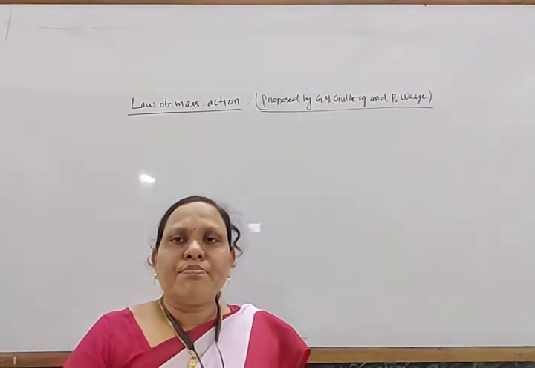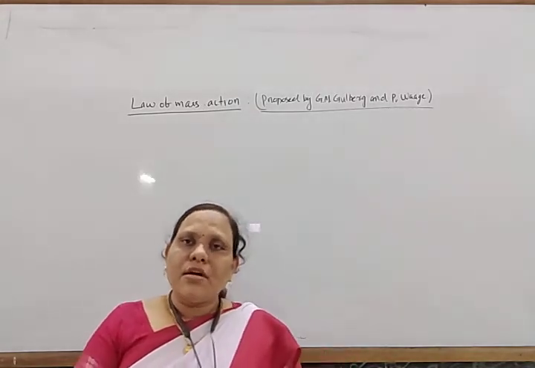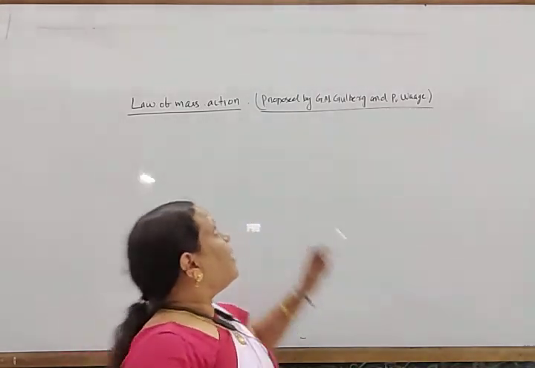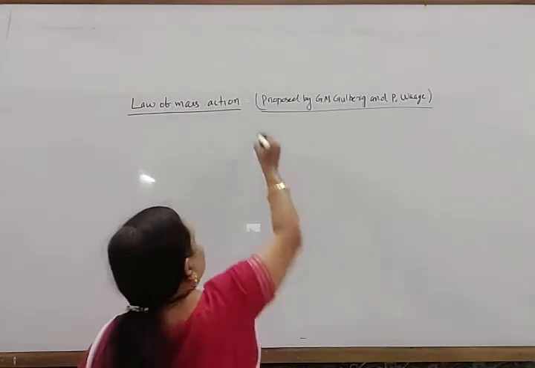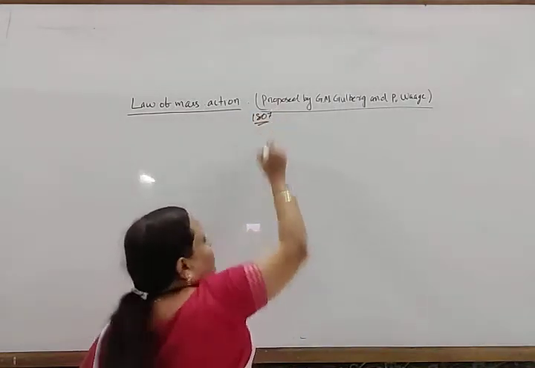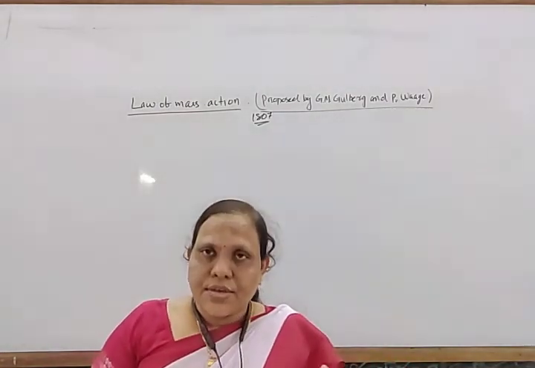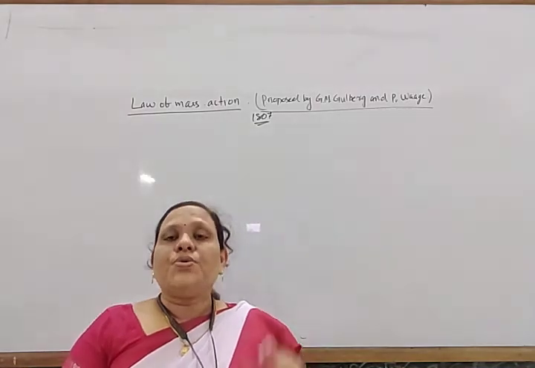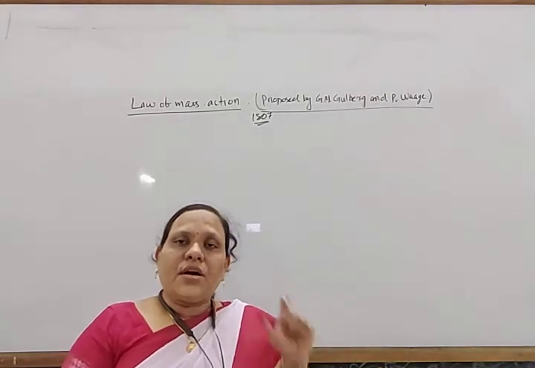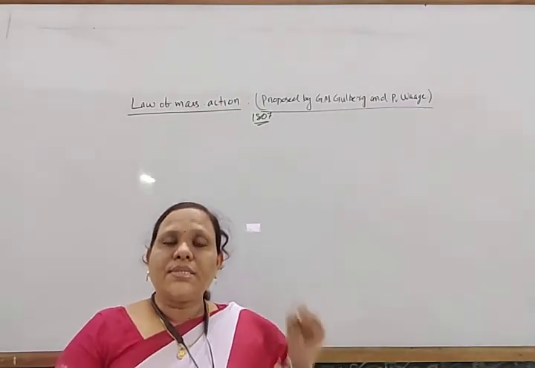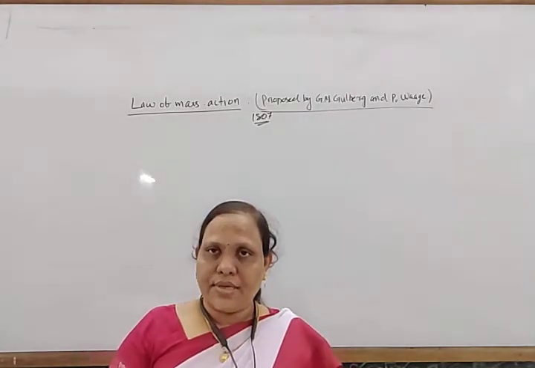Next, we come to an important part of chemical equilibrium, that is the law of mass action. So, what is the law of mass action? This law was given by Guldberg and Waage in 1867. This law states that the rate of a chemical reaction is directly proportional to the product of the molar concentrations of the reactant species, each term raised to the power equal to its coefficient as represented in the balanced chemical equation.